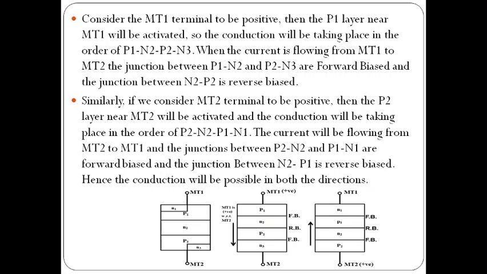The middle junction P1 N2 is in reverse bias. The current conduction takes place here, so it is in the direction of the P2, N2, P1, N1 path. Yes. So you can say the conduction is possible in both directions. So it is bidirectional, but it is an uncontrolled switch.